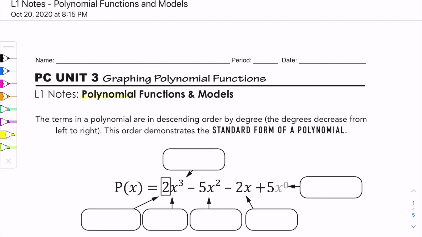Polynomial functions and models. Today's lesson is just going over some basic parts of polynomial functions and some key things that will help you with graphing. So to start with, we need to talk about the terms of a polynomial. The terms in a polynomial are in descending order by degree. The degrees decrease from left to right, and this order demonstrates what we call standard form.